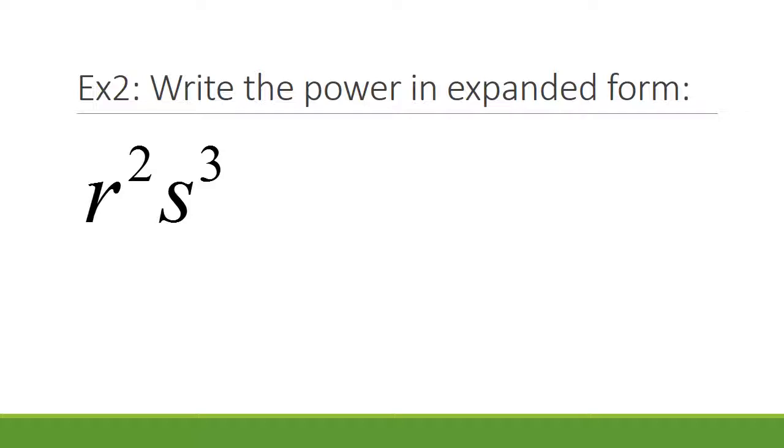All right, let's jot down example 2. R squared, S cubed. What does that look like in expanded form? What that means is that we have R being multiplied by R, being multiplied by S, and by S. So it means we have literally 2 R's, 3 S's, and our function is multiplication.